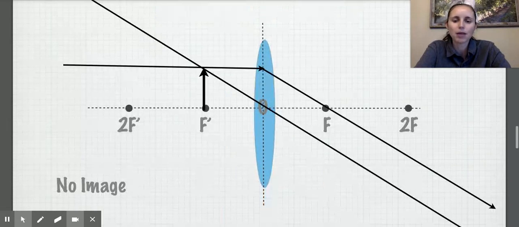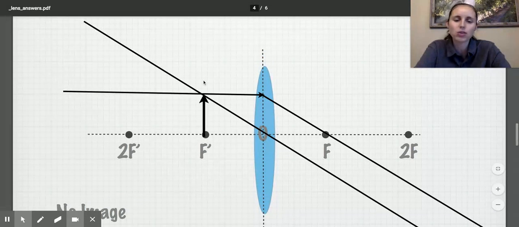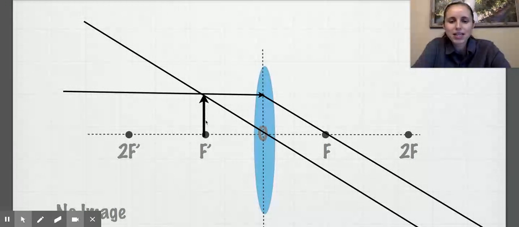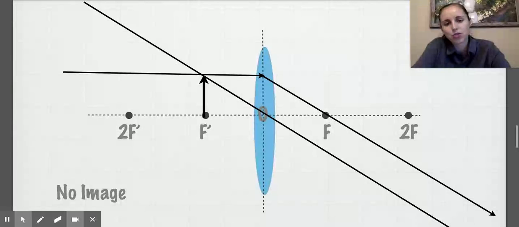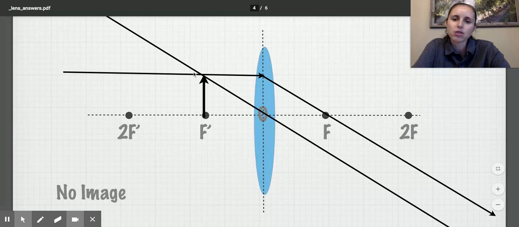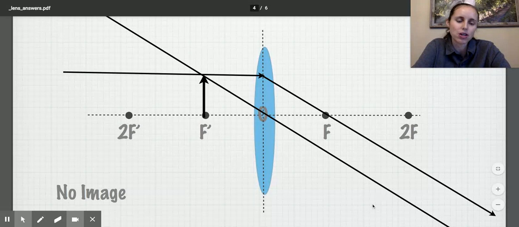I'm going to move my object closer again, and I'm going to go right through F. If you notice, I can actually only draw two lines here. I'm not able to draw my line going through F because I'm actually on F, right? So there's no way that I could take a ruler, line it up at the top of my object, and go through F as well. So this one, I can only use my two rules. My first rule is I'm going to go in parallel, and I'm going to come out through F. My second rule is I'm going to go straight through the optical center. You're going to see here that both of these lines are going to run parallel.